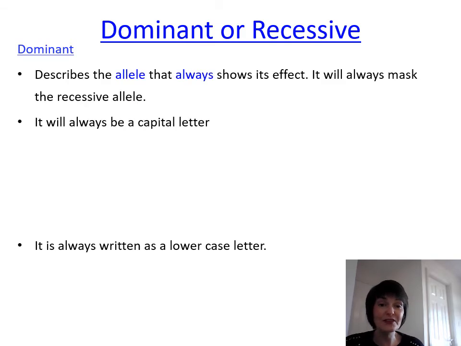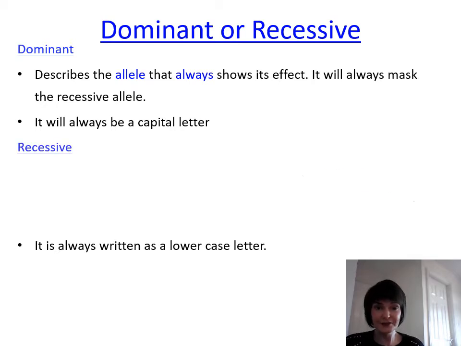Okay, so something that is dominant, it describes the allele that always shows its effect, it always masks the recessive allele, and it is always written as a capital letter. So if something has a dominant allele, it's going to appear in the phenotype, and it's written as a capital letter when you write the genotype.